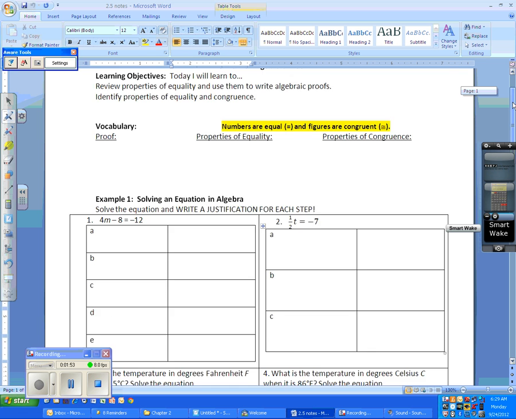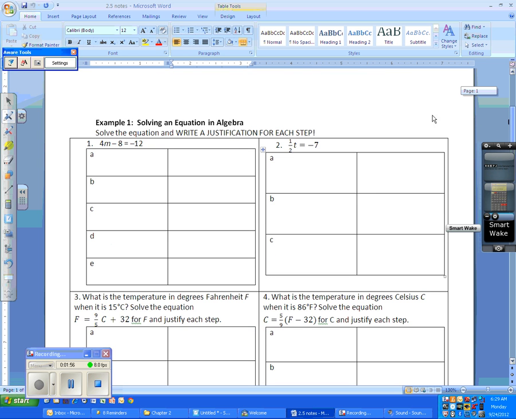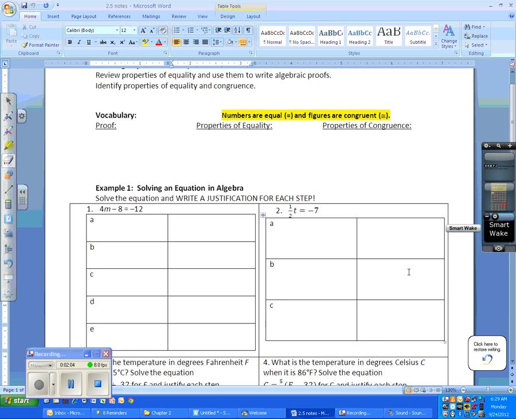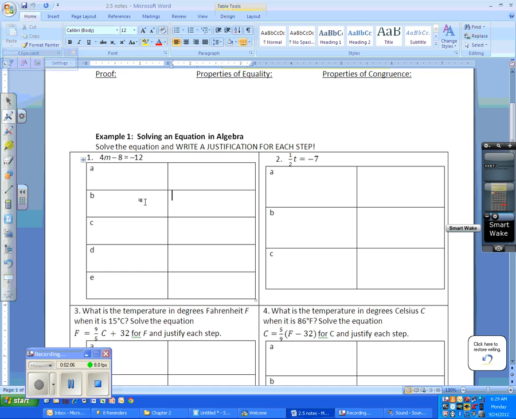So really quickly, I want to introduce proofs to you with something you already know how to do. You guys already passed algebra, sorry, and you already know how to solve these equations. So let's start off with this first problem. 4m minus 8 equals negative 12. We're starting with this equation. That's what they give us. So we always start our proof off with the given. This should always be your first step.